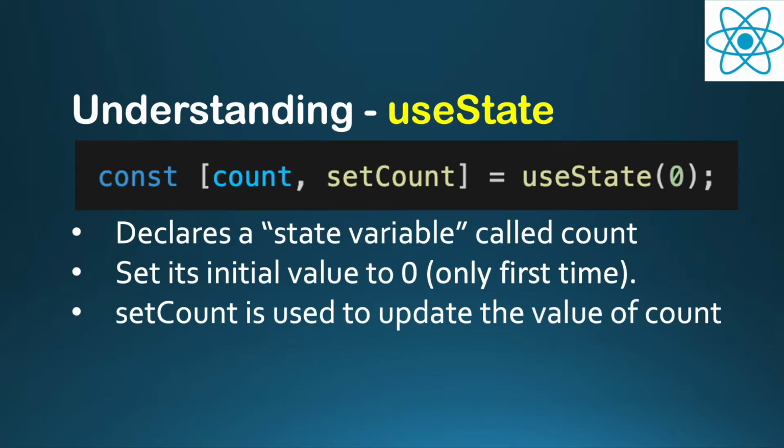So let's understand what we have done here with useState. Let's recap it. So we defined here const count comma set count is equal to useState 0. So what does that mean? It means that we declared a state variable called count. That's what we did. Set its initial value to 0, and this happened only for the first time. And set count is used to update the value of count. So these are the three things that happen when we define it like this, and then we can use count and set count within the code in whichever fashion or manner we want to use.